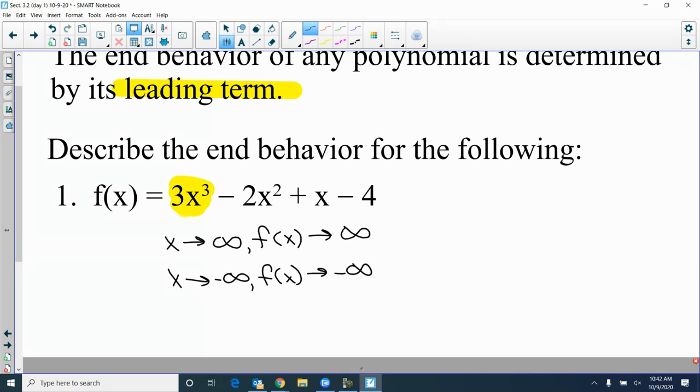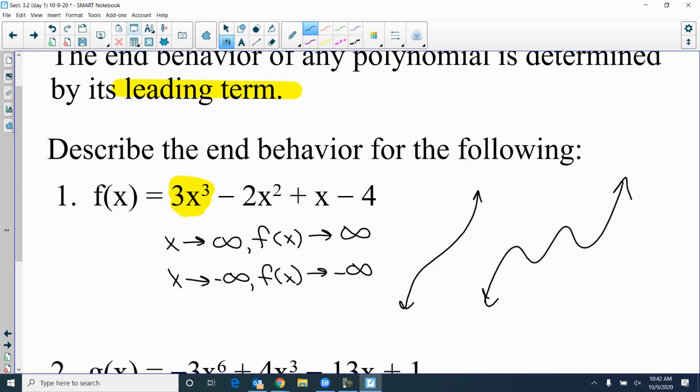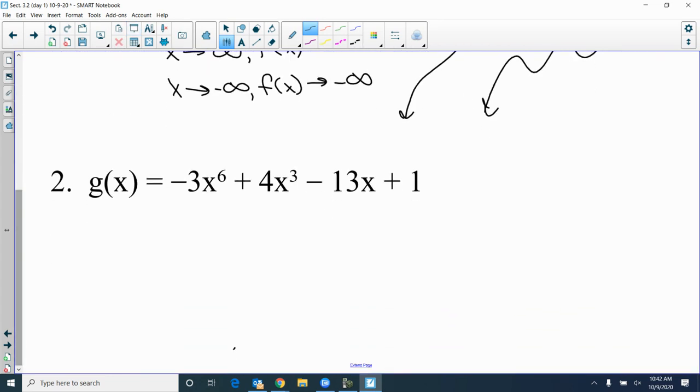Now, there's a lot of stuff that could be going on. We know the power function looks like this. This is just describing the end behavior, which means there could be all kind of stuff going on in between there. Okay, I just know here it's going down and here it's going up. Other stuff could be going on. This is just describing the end behavior. All right, describe the end behavior of that one. Okay, g of x equals negative 3x to the 6th plus 4x cubed minus 13x plus 1.